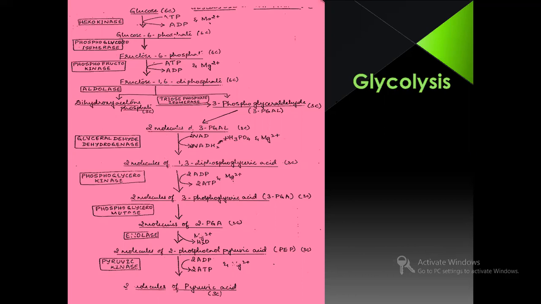So as I said, in glycolysis, glucose is converted into two molecules of pyruvic acid, along with the formation of some ATP molecules. So let me start this pathway. We should go one by one.